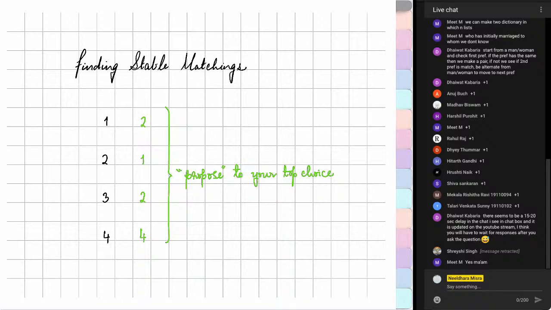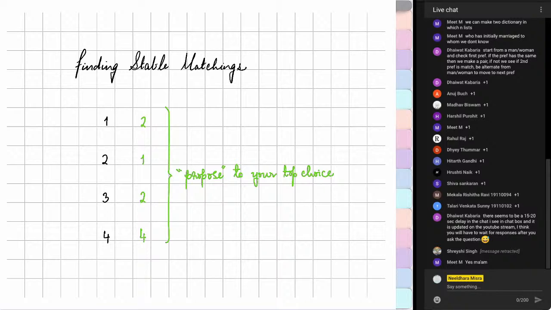Okay, so all right, yeah, it's a good point. Dhaivat's saying that there is like a 10-15 second lag. That is true. That's a good point. So I'm going to just be patient in waiting for the responses. Absolutely.